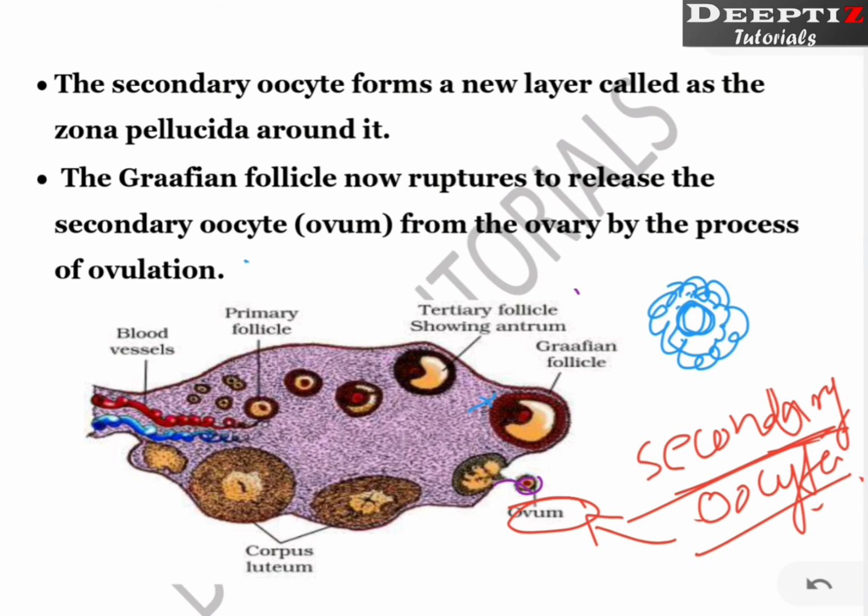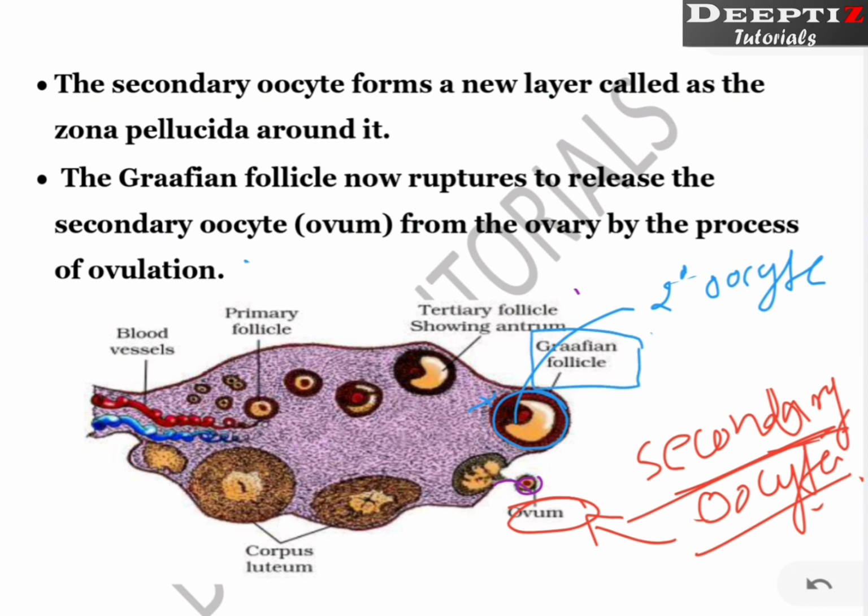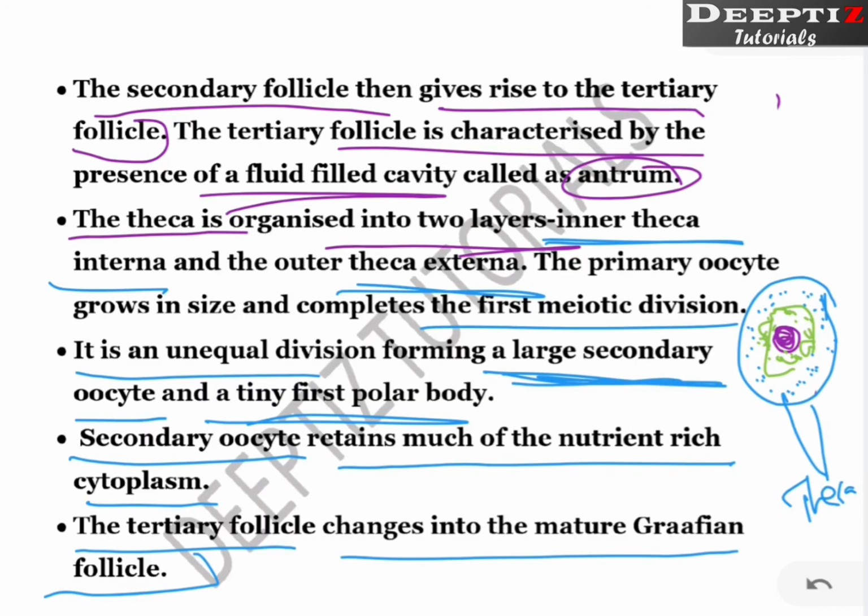Now what is the difference between secondary oocyte and secondary follicle? Suppose this is the secondary oocyte, surrounded by these layers of follicular cells, and the fully developed oocyte, we call it the Graafian follicle. So what is the Graafian follicle? Whenever the meiotic 1 division completes, the secondary oocyte is formed this way.